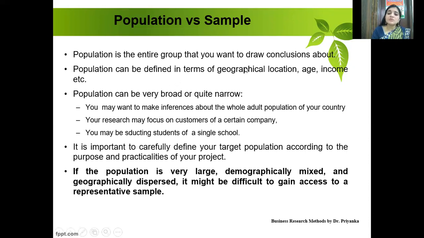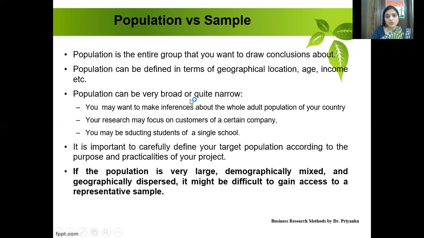Population can be defined in terms of geographical location, age, income, etc. When we say we want to measure the attitude of people in Chandigarh, we are talking about geographical location. When we say I want to measure the attitude of people after 40, then we are talking about population as per age. When we talk about how many people can afford cars, then we are talking about income at one level. So it depends on which basis you will be defining your population: location, age, income, and so many other factors.